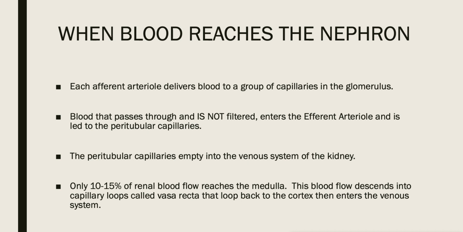Only 10 to 15% of renal blood flow reaches the medulla, and this blood flow descends into capillary loops called the vasa recta that loop back to the cortex and then into the venous system.